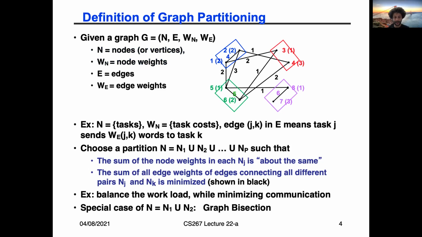We're going to think about a special case, which is the graph bisection version, meaning you're given a graph and you're just going to divide it into 2 pieces. The nice thing about graph bisection is you can generalize it to p parts by simply doing it recursively.